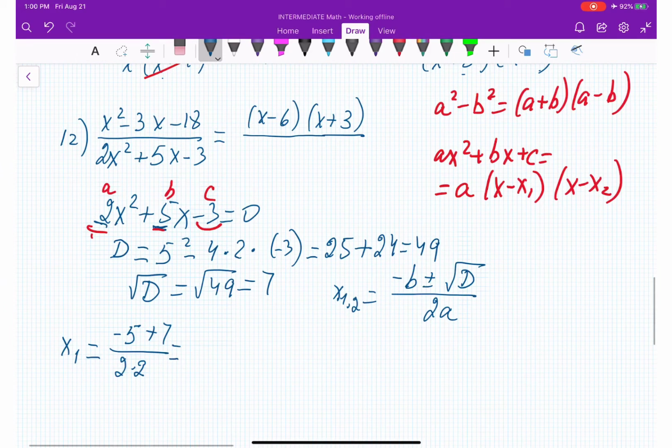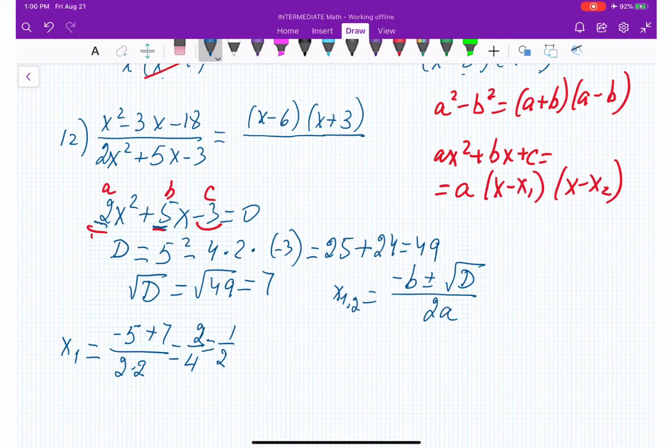So it's going to be 1 over 4, I mean 2 over 4, which is equal to 1/2. Yes?